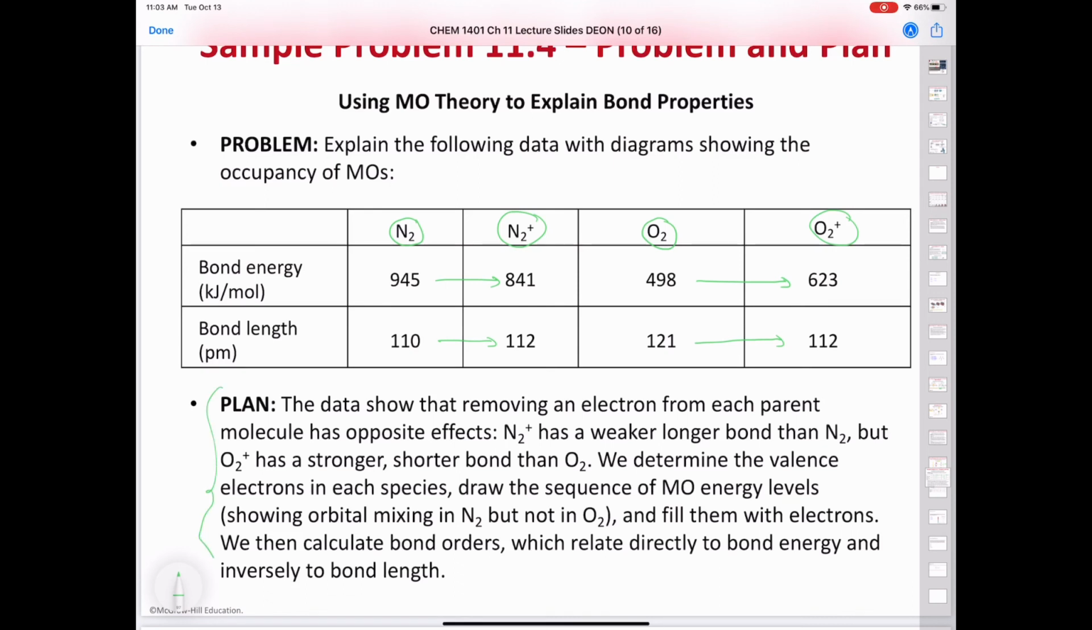The data here show that removing an electron from whether it's N2 or O2 has opposite effects. N2 plus has a weaker and longer bond than N2, but O2 plus has a shorter and stronger bond than O2. We're going to determine the number of valence electrons for all of the species. We're going to draw the sequence of molecular orbital energy levels, showing orbital mixing for nitrogen, but not for oxygen. And then we're going to fill them up with the electrons. We're going to calculate the bond orders. We're going to see how the bond order relates directly to bond energy. Higher bond order means stronger bond, and inversely to bond length. So higher bond order gives us a shorter bond.